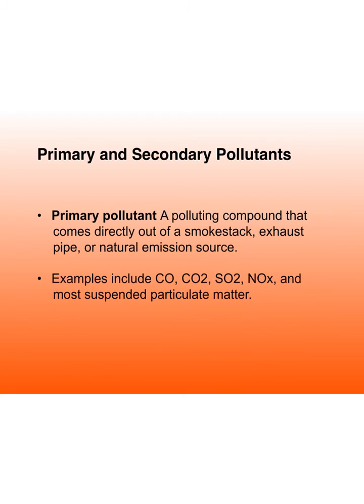Why? All right, so let's first get into the idea of primary and secondary pollutants. So primary pollutants are things that come directly out of some sort of stack, exhaust pipe, or natural emission source, right, like a volcano or something. Okay, and these examples usually include things like carbon monoxide, carbon dioxide. Remember that carbon dioxide is not one of the criteria pollutants. Right. Sulfur dioxides or SOx, and then NOx, right? And most suspended particulate matter.